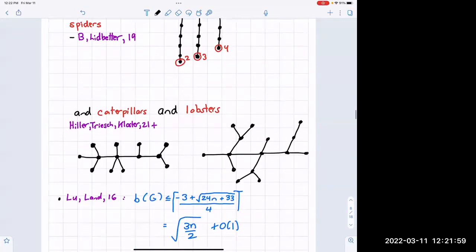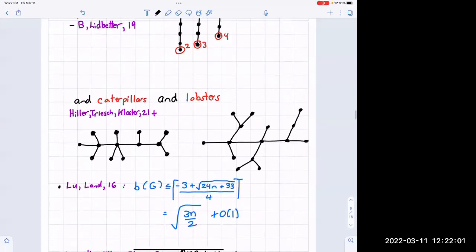And Hiller et al. proved the result for caterpillars, which I mentioned, right? So the BNC holds for caterpillars. Again, central path and vertices distance 1 away. You may be familiar with the family of lobsters, right? People always laugh at graph theorists for all these funny names of things. Lobsters have the central path and every vertex is distance at most 2 away. Again, there you can prove that BNC holds.